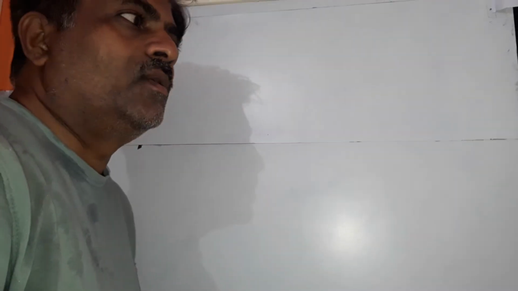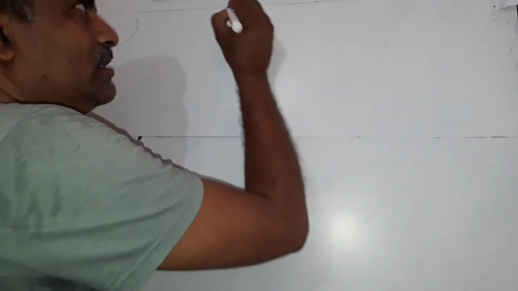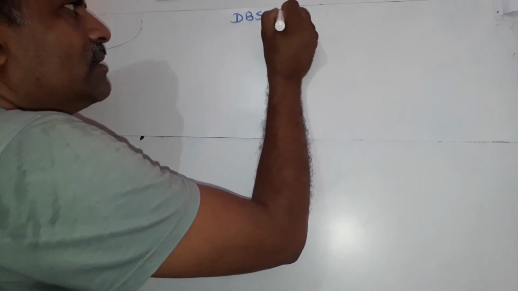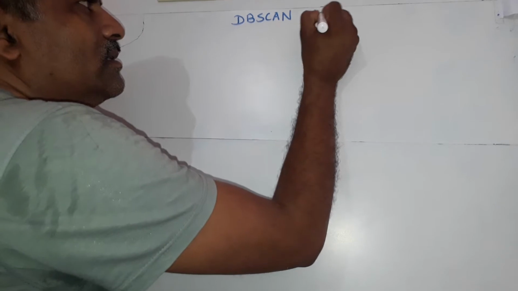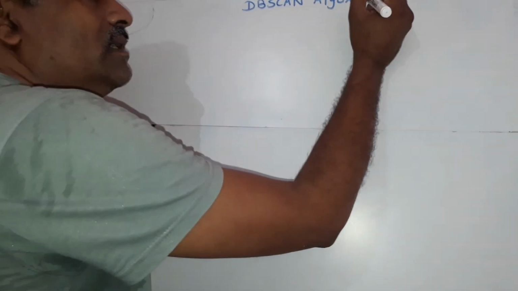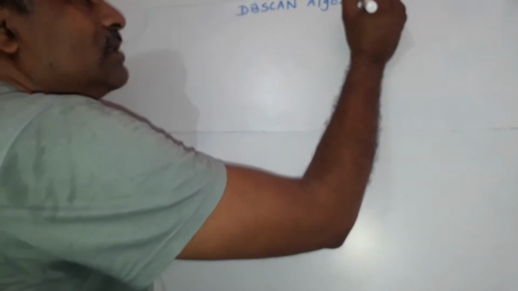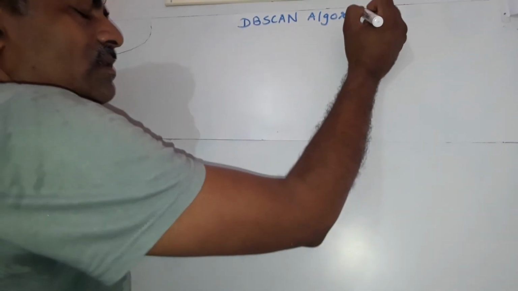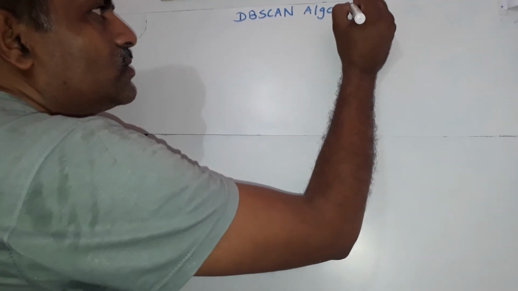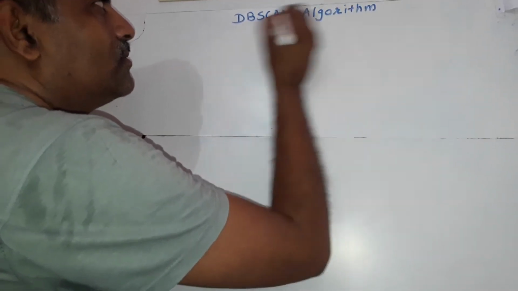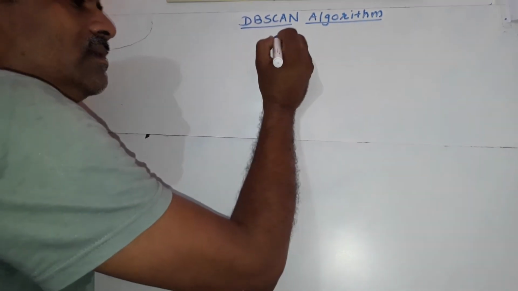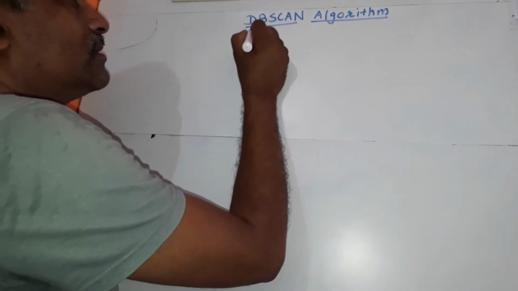Hello friends, today's topic of discussion is the DBSCAN algorithm. This algorithm is one type of clustering analysis, that is, the density based clustering analysis type, right? The DBSCAN algorithm, DBSCAN stands for the density based.